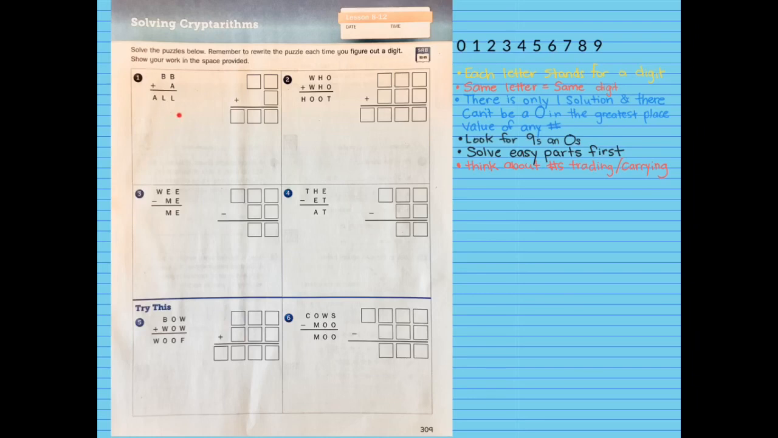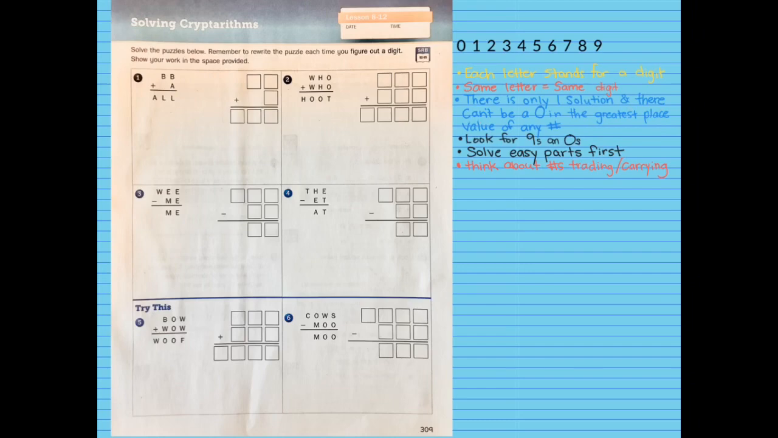If you notice, you have letters here, and then you have these blanks that match up the same spaces for the letters. So basically, we have to find the numbers that these letters are representing. Each letter stands for a digit. A digit is a number. The same letter is equal to the same digit. So if you have a B and a B here, the number is going to be the same. All the B's are the same number, all the A's are the same number, all the L's are the same number. There is only one solution, okay?